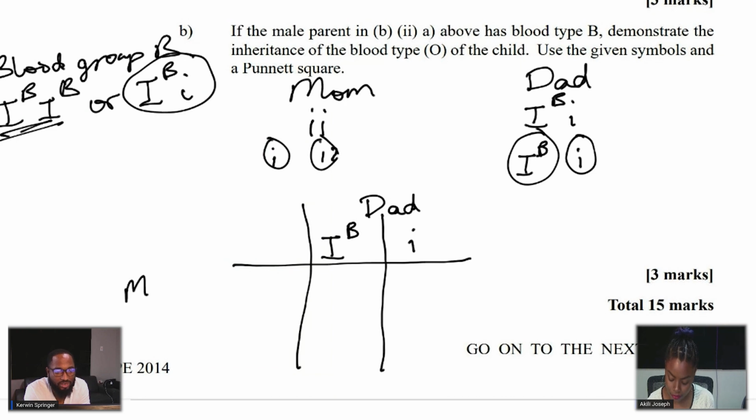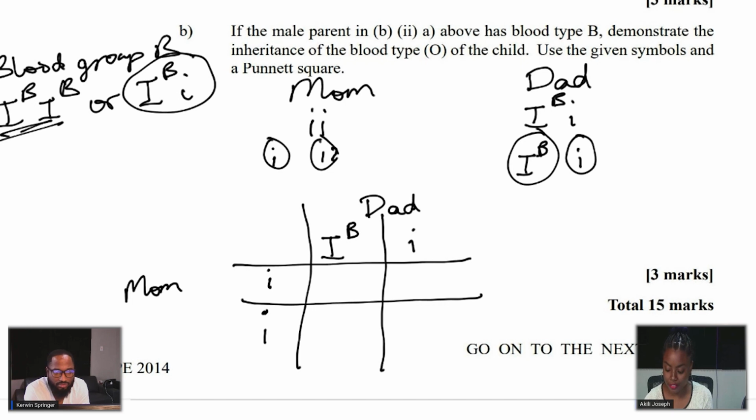Does it have to be dad going on top? No, it can be either way. You put one parent on one side and the other parent on the other side, right? Mom could only make i gametes. So to be fair, you could only do 1 row because the 2 are the same. But I will do it the proper way so that it works every single time. So mommy could only make i gametes.